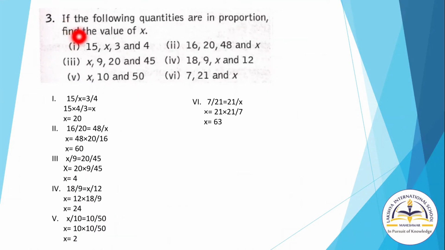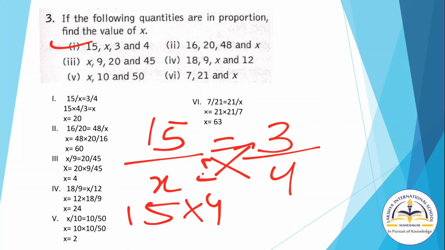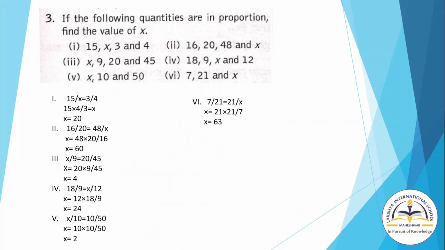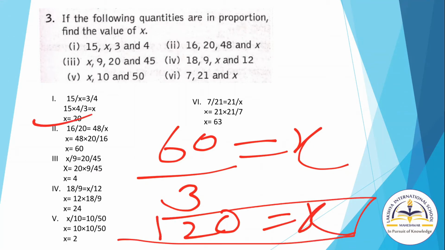Now question number 3, if the following quantities are in proportion, find the value of x. Now here 15 by x equals to 3 by 4. According to the question we have written in this form. Now 15 multiplied by 4, you have to transfer this here. You will get 15 into 4 divided by 3 equals to x. Now 15 fours are 60. 60 divided by 3 is 20 will be the answer. This is the value of x. First, x equals to 20.